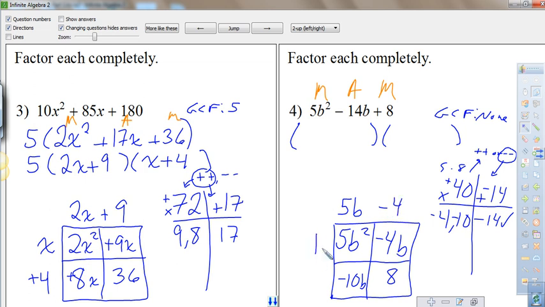In the rows, we're going to take out a b and a negative 2. Now we've got 5b minus 4 and b minus 2. So I could have written b minus 2 times 5b minus 4. That would be the exact same situation. Alright, last 2, and then you are free.